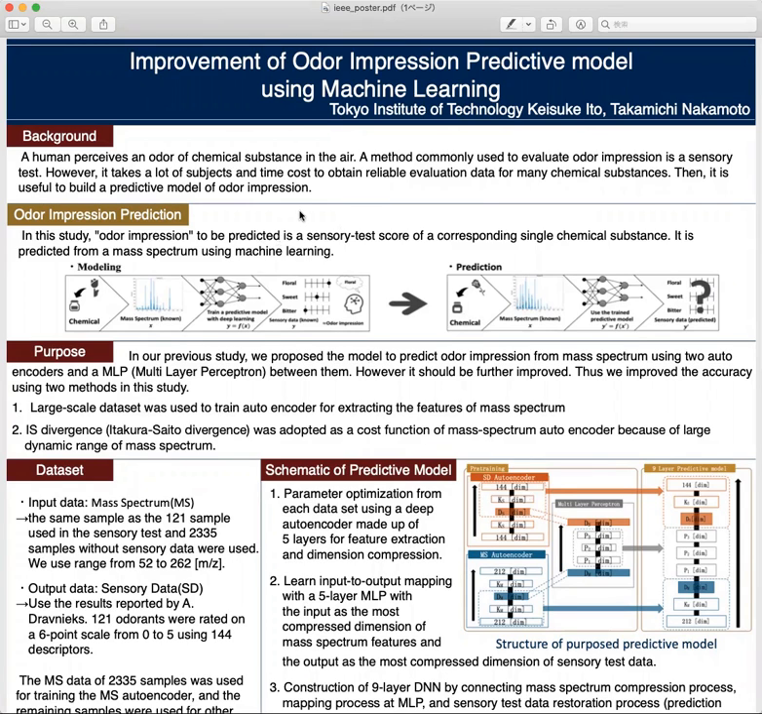In this study, odor impression prediction means using machine learning to predict the sensory test score of a corresponding single chemical substance from the mass spectrum. This figure is a schematic diagram of this research.